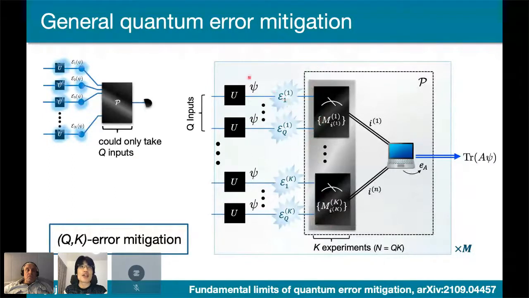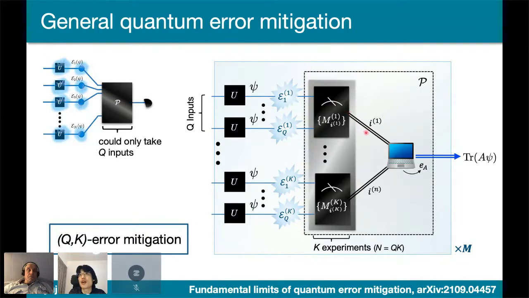Now you can rewrite these effective noise channels into this form, where the superscript refers to the experiment. So this is the first experiment up to the large k experiment. Then the subscript refers to the label of the input, from the first input to the q-th input. They might be different from each other in general. Then they are the quantum measurements, so I take the measurement outcomes from them.